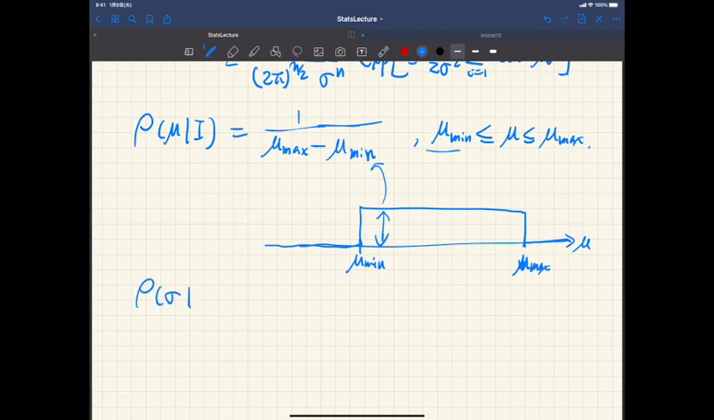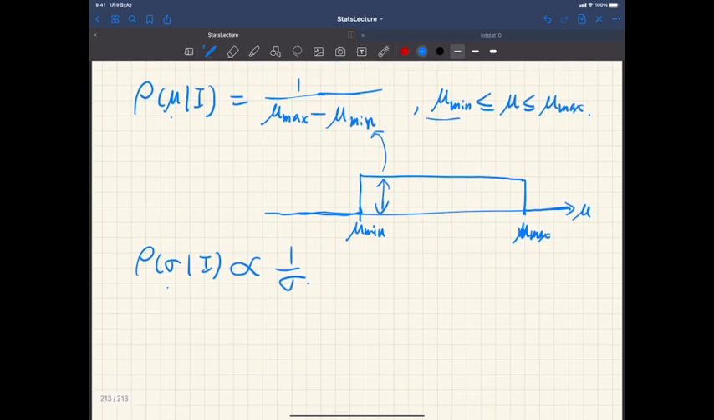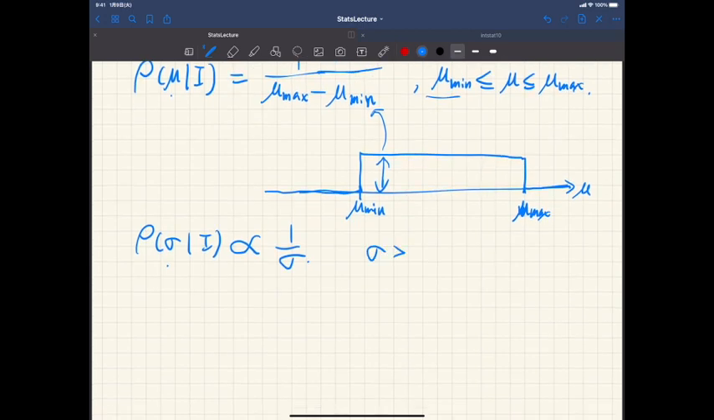And for sigma, we assume some strange distribution like this one. While mu can be either positive or negative, or it can be 0, sigma must be positive. Okay, so sigma must be positive.